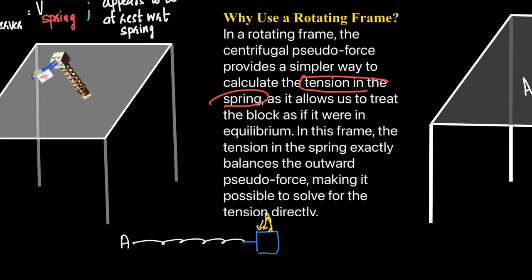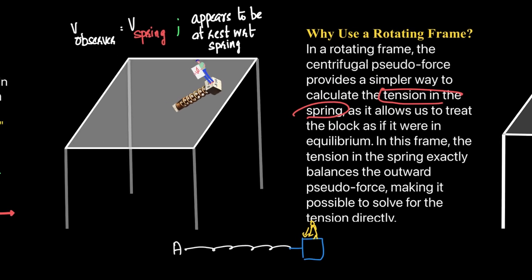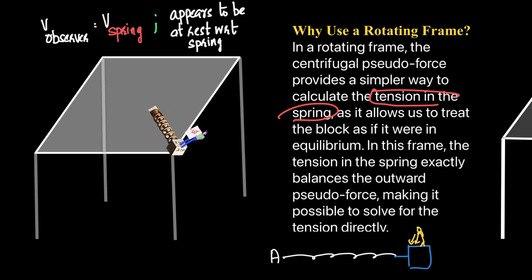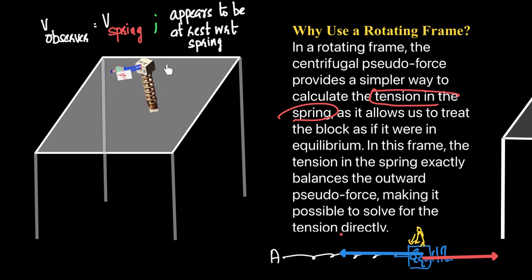What this part is trying to explain is, if you were considering a rotating frame like this, you can say that this object here is in equilibrium. And when is this in equilibrium? When the tension in the string, which is acting like this, exactly balances the outward pseudo force, making it possible to solve for the tension directly. So basically, what have we done? We have reduced this problem in such a way that all we need to do is consider this object in equilibrium by accounting for a new force, which is the pseudo force.